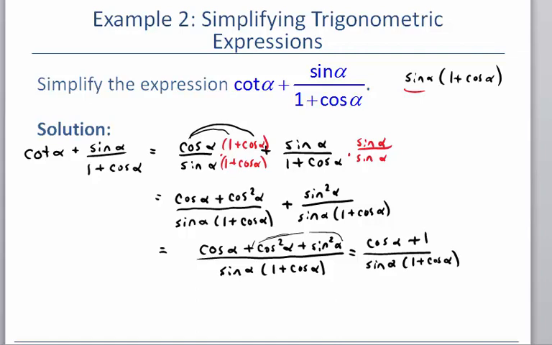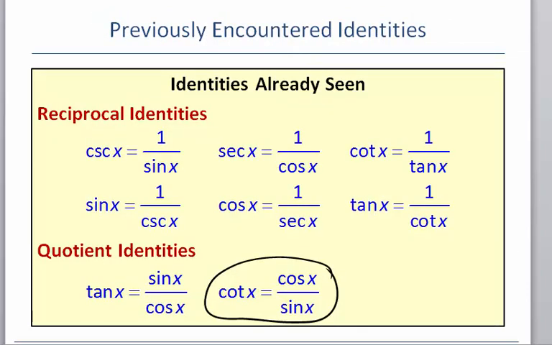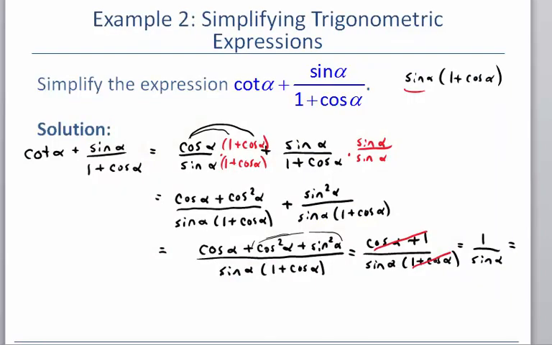Okay, so now we're looking at what we have, and we know that addition is commutative, in which case it doesn't really matter if it's cosine plus 1 or 1 plus cosine, that's the same. And so these are going to cancel, which leaves me on the top a 1 and a sine on the bottom. Now, if you remember that 1 over sine as a reciprocal identity, we can go back and take a quick look. 1 over sine is equal to cosecant. And so that will be our final answer on this problem. 1 over sine is equal to cosecant alpha.